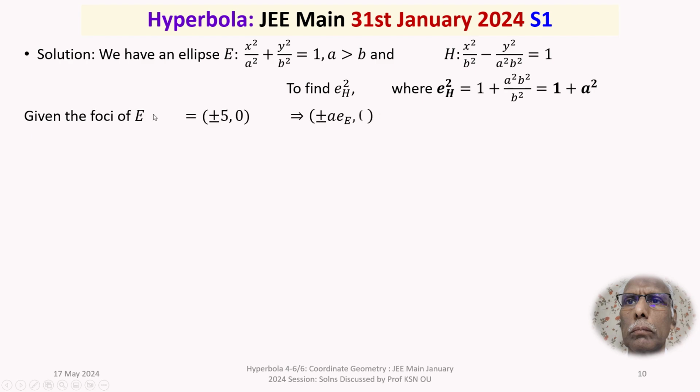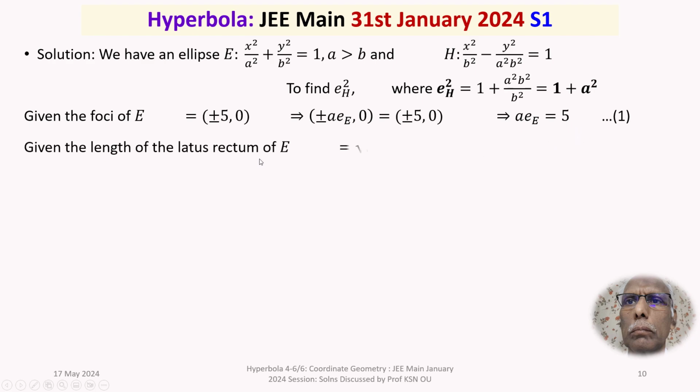Given the foci of the ellipse is equal to plus or minus 5 comma 0. This implies the foci of E, when a greater than or equal to b, is plus or minus a e comma 0 is equal to plus or minus 5 comma 0, that is a e is 5. Let's call this equation 1. Given the length of the latus rectum of E is under the square root of 50, when a greater than b, the length of the latus rectum is 2b square by a is equal to under the square root of 50, that is 5 root 2.